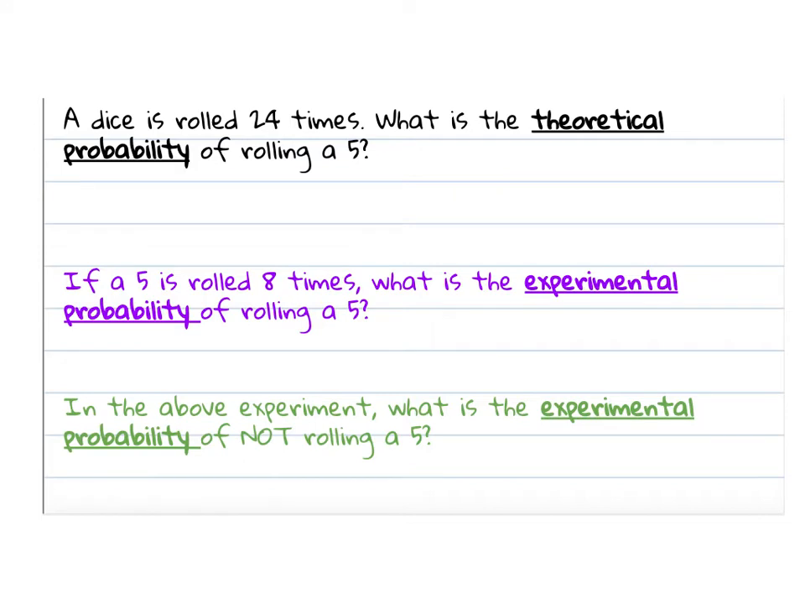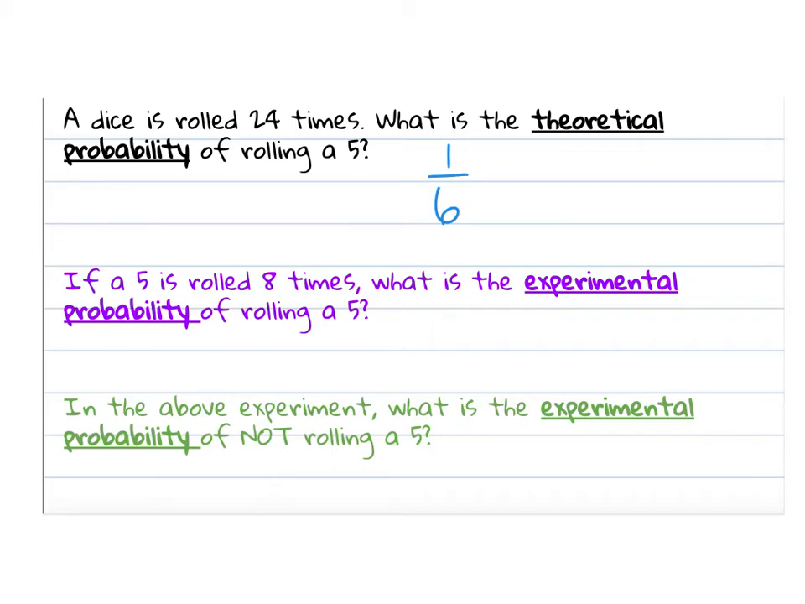Okay, some more questions here, kind of comparing the two parts. A dice is rolled 24 times. What is the theoretical probability of rolling a 5? The big part here, whenever it's asking what is the theoretical probability, this 24 times, in this case, doesn't really matter because it's just asking us theoretically the probability of rolling a 5. Well, a 5 is 1 out of 6 outcomes. So the theoretical probability is 1 out of 6.